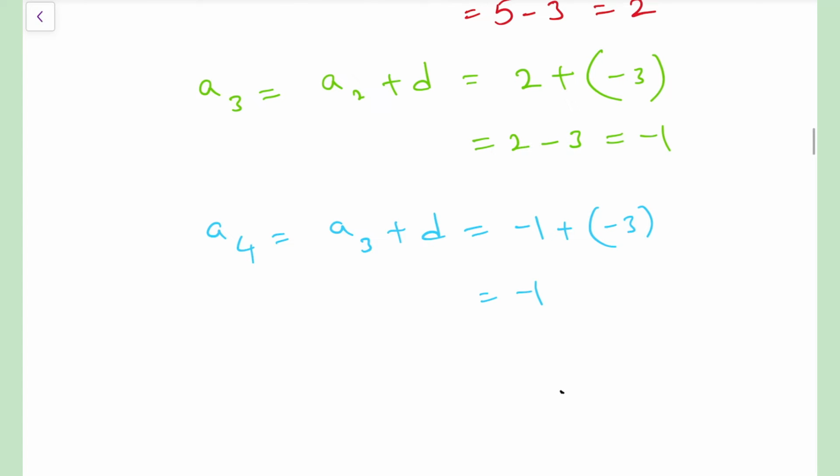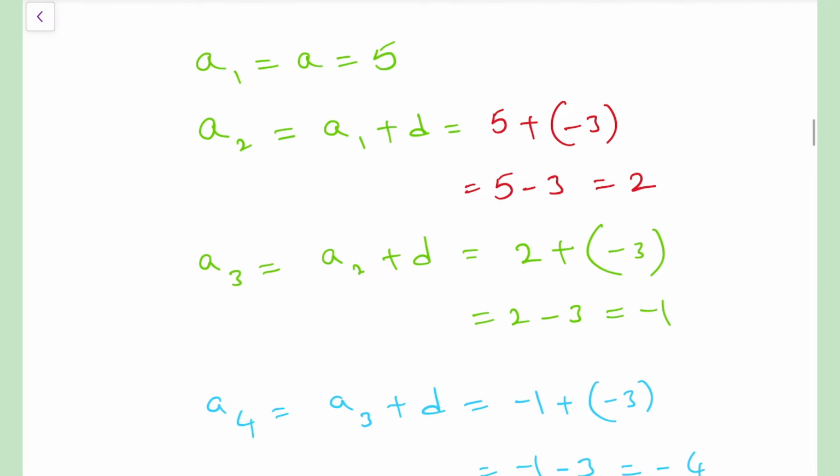Minus 1 plus into minus 3. Minus 1 minus 3, minus 4. So the first 4 terms are 5, 2, minus 1, minus 4.